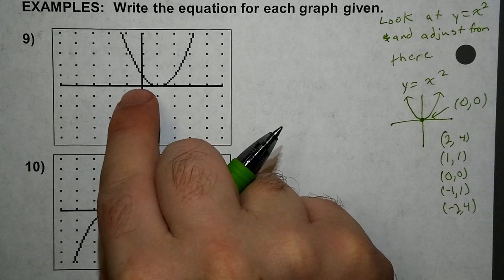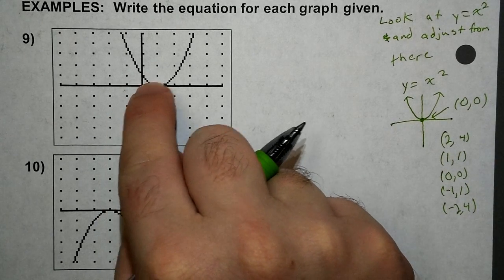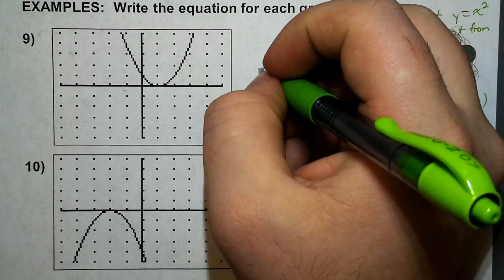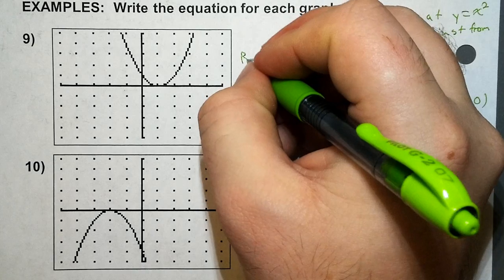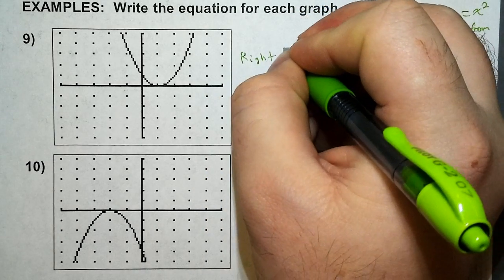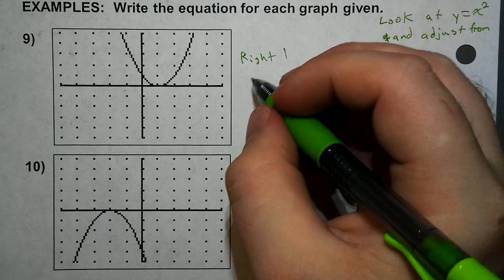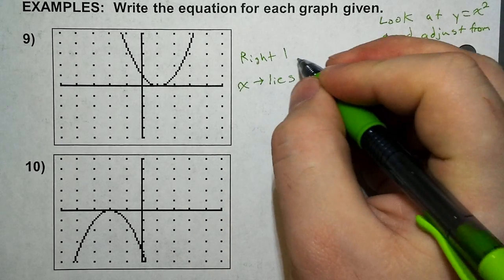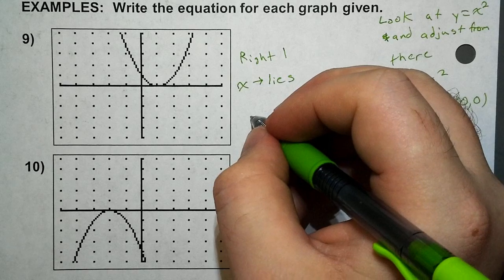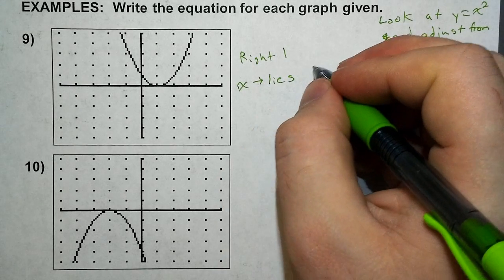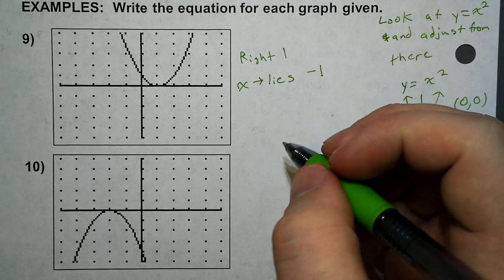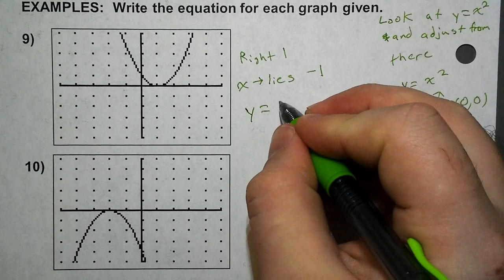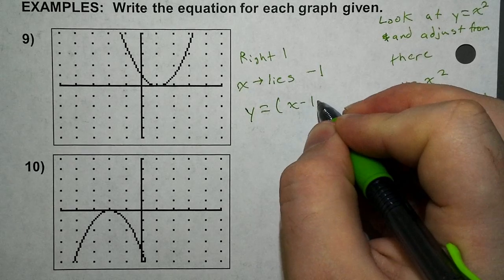So let's look at number 9. I see it's not at the origin, so I know it shifted over. It shifted 1 to the right. Well, we remember x lies. So instead of plus 1, it's going to be minus 1. And now, when we adjust x, it's got to be in parentheses, so it's y equals parentheses x minus 1 squared.